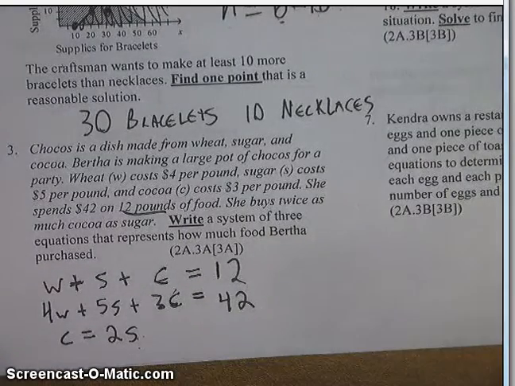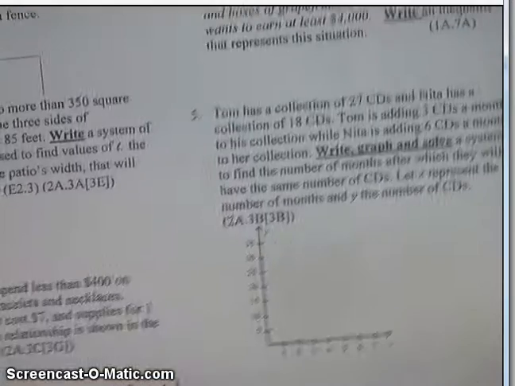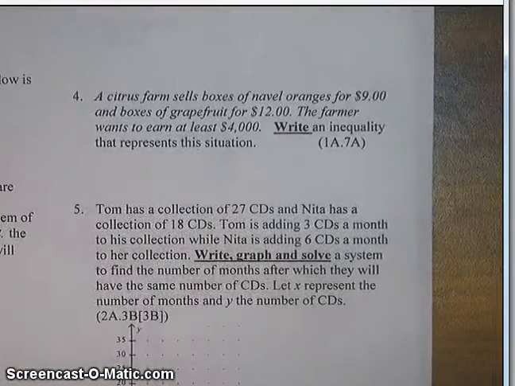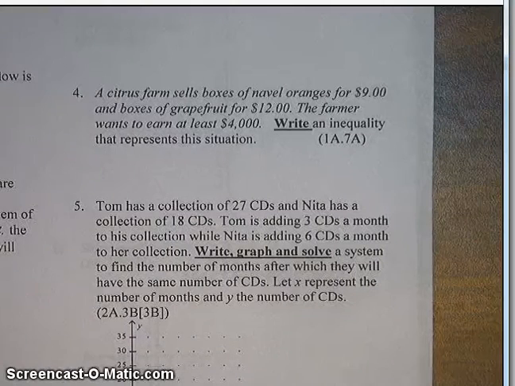Now it doesn't say to solve this, it just says to write the equation, which we've done here. So we're done. Let's go on to number 4. Citrus Farm sells boxes of navel oranges for $9 and boxes of grapefruit for $12. The farmer wants to earn at least $4,000. Write an inequality that represents this situation.